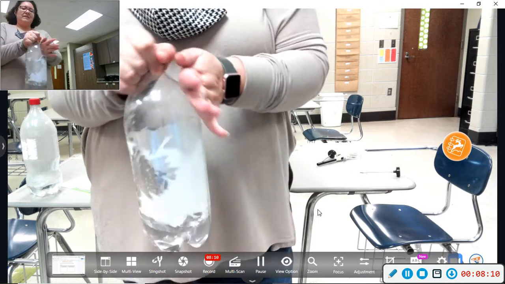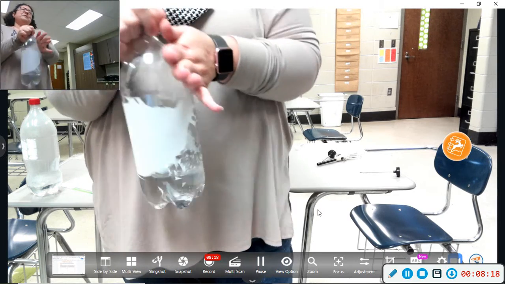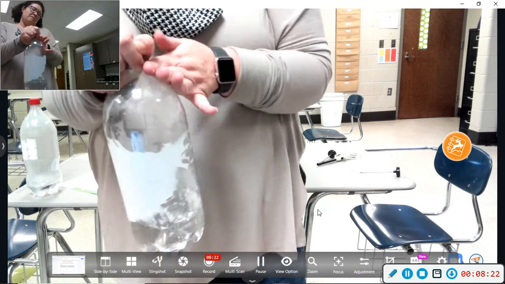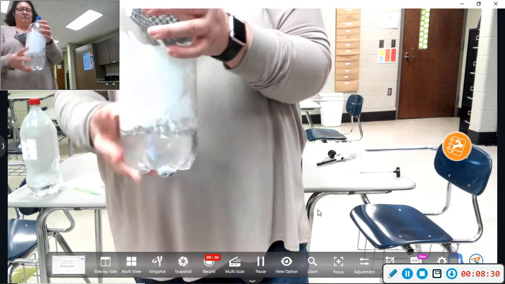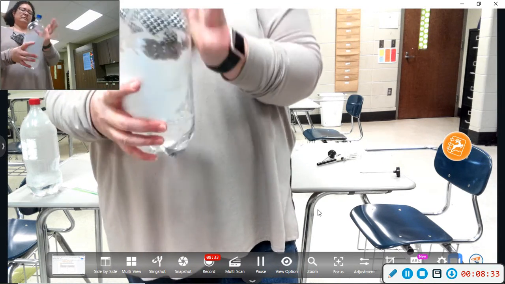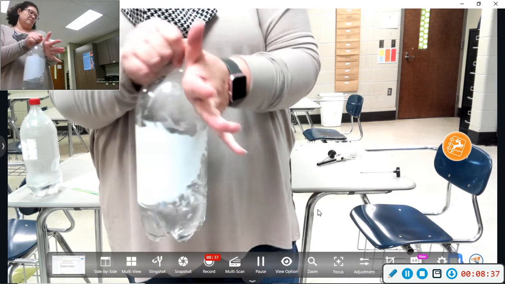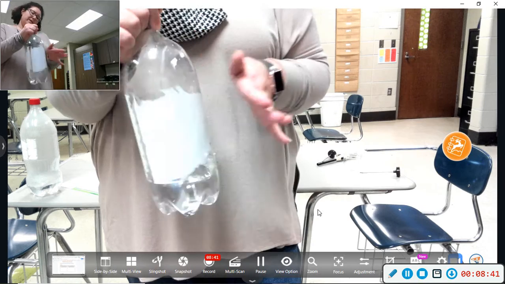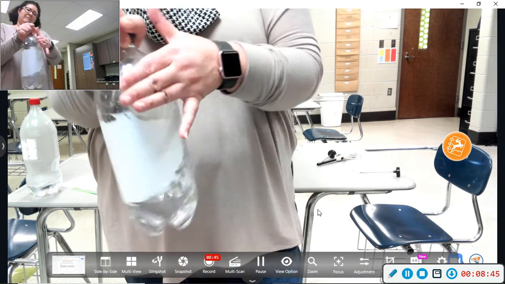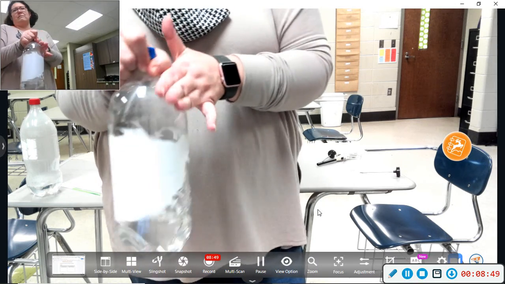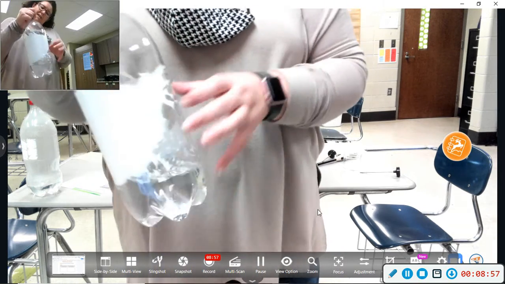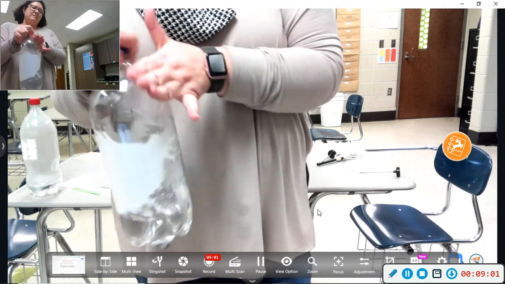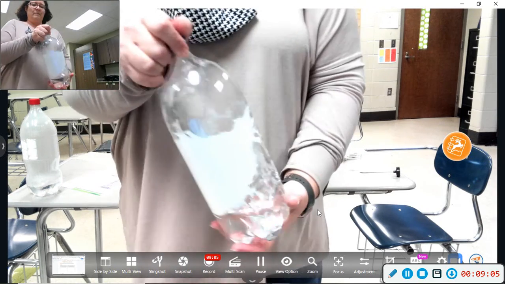Okay, it doesn't look like it's doing much, but if I go on the side where the condensation was and rub with my palm, let's see if it'll clear up. It's hard to hold it with a wet hand. Let's see if we can warm it up a little bit. It is. The warmth from my hand is clearing up the condensation that was on the inside.